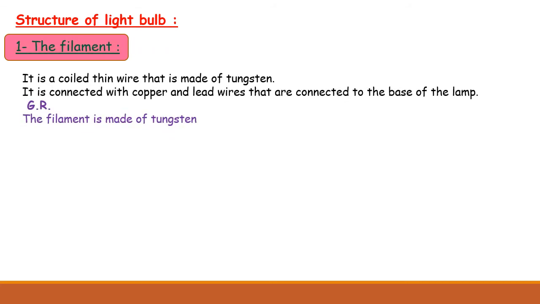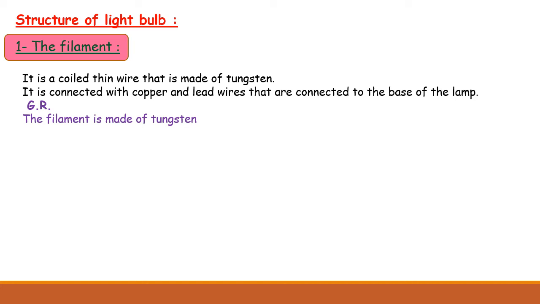What's the structure of the light bulb? Let's talk about each part. Firstly, we will talk about the filament. Ms. Rasha said it's a coiled thin wire that is made up of tungsten. It's connected with copper and lead wires that are connected to the base of the lamp.